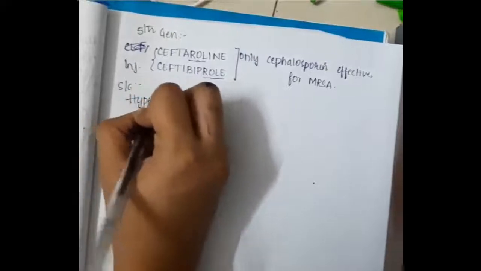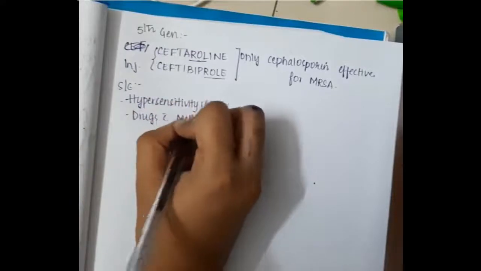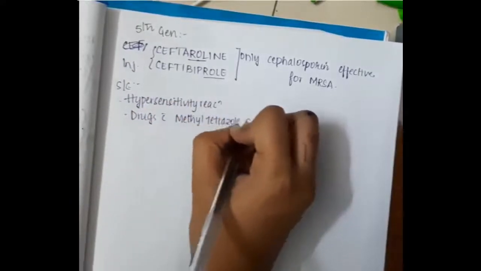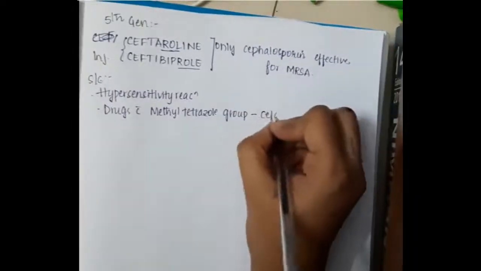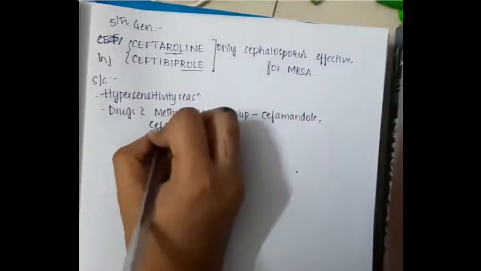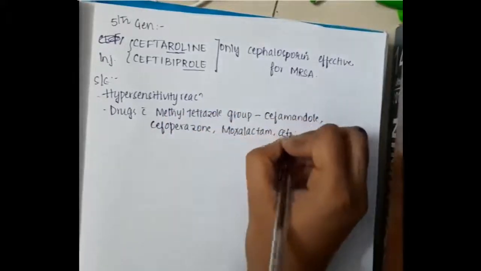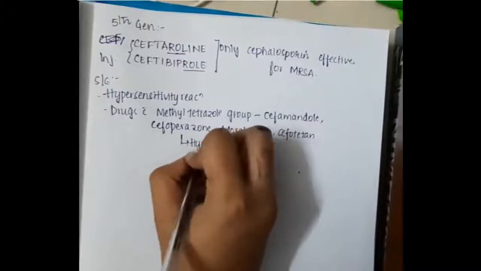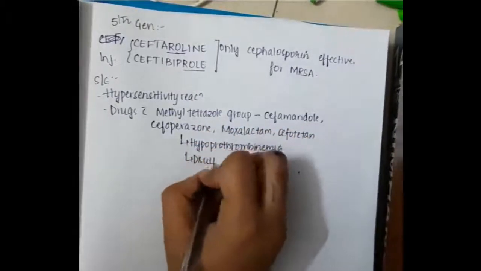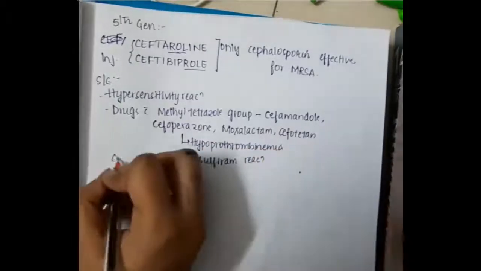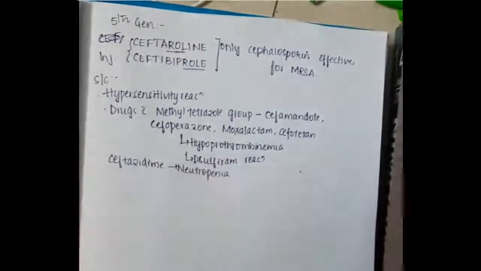Now the side effects of cephalosporins mainly include hypersensitivity reactions. Drugs with the methyl tetrazole group, like cefamandole, cefoperazone, moxalactam and cefotetan, all cause hypoprothrombinemia and disulfiram reaction. Ceftazidime can cause neutropenia.